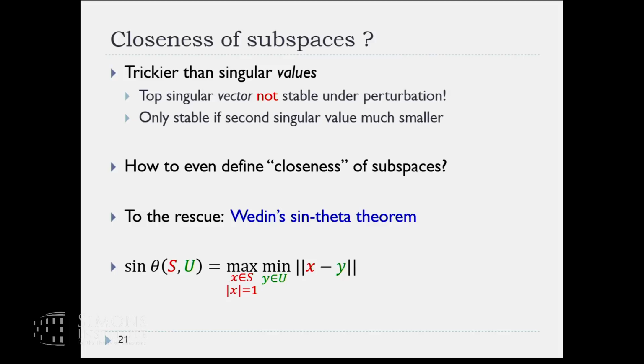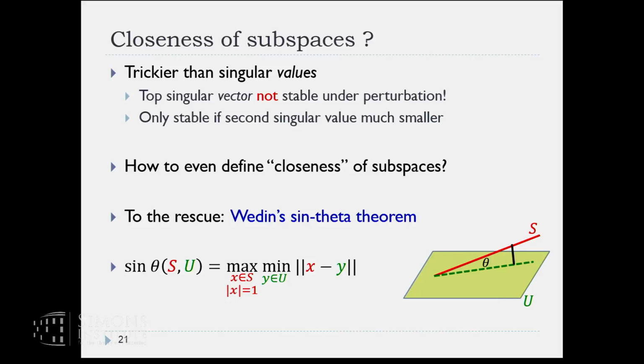There's this quantity, and let me tell you what it is by a picture. You have this subspace U, and now your algorithm computed this subspace S. Is S close to U? You take any point in S, the worst point, the maximum point, and you see what's the closest point in U. If there is somebody in U that is close, that means that S is close to U.